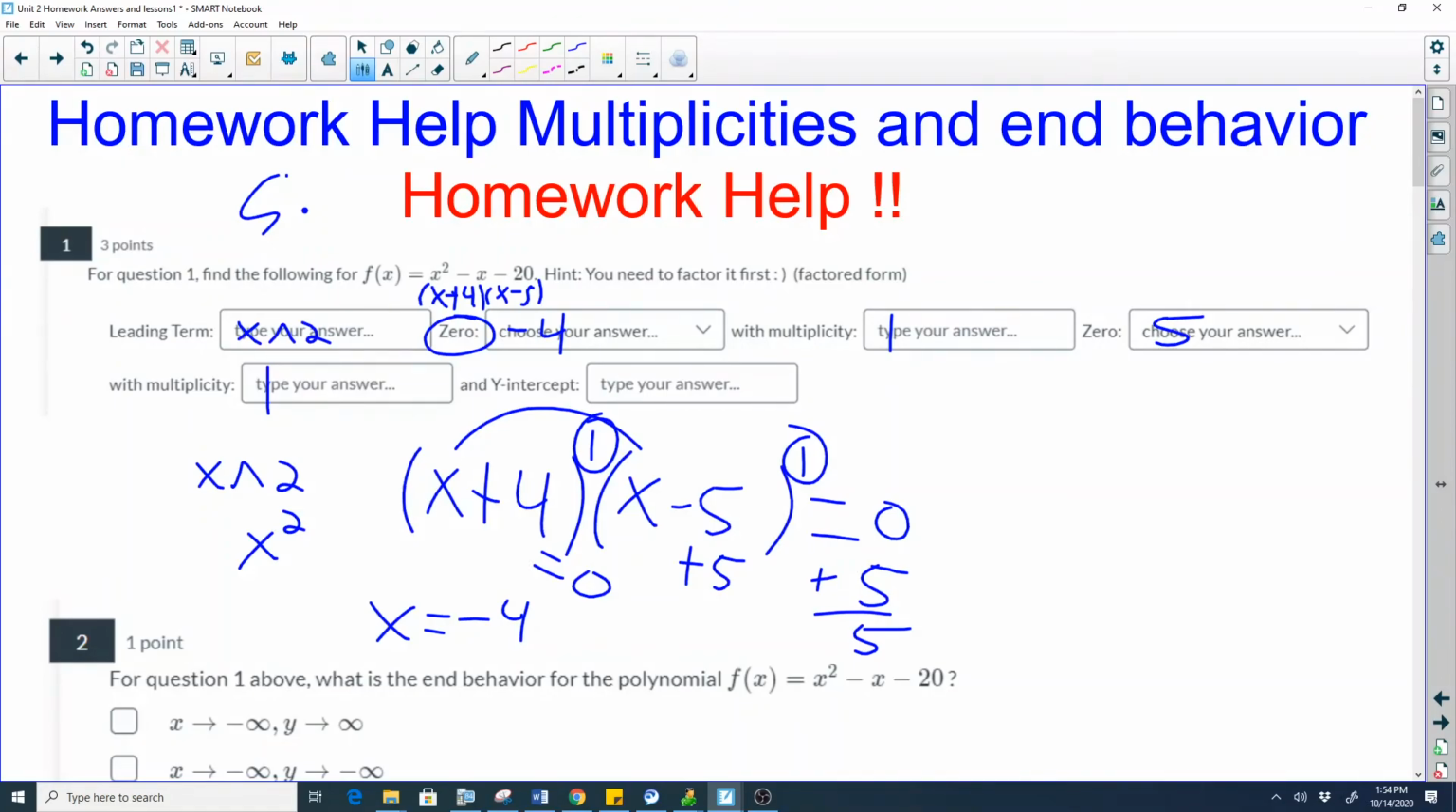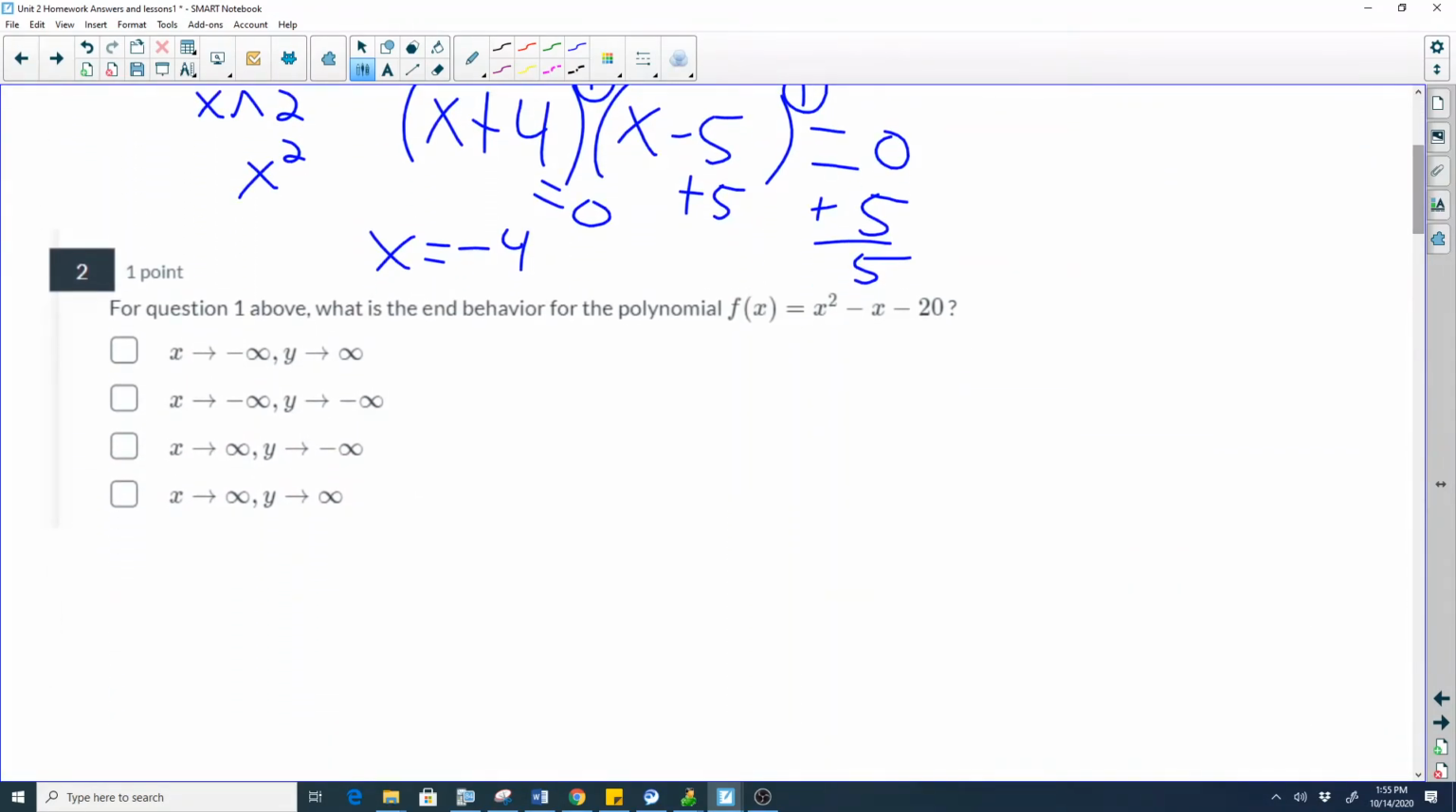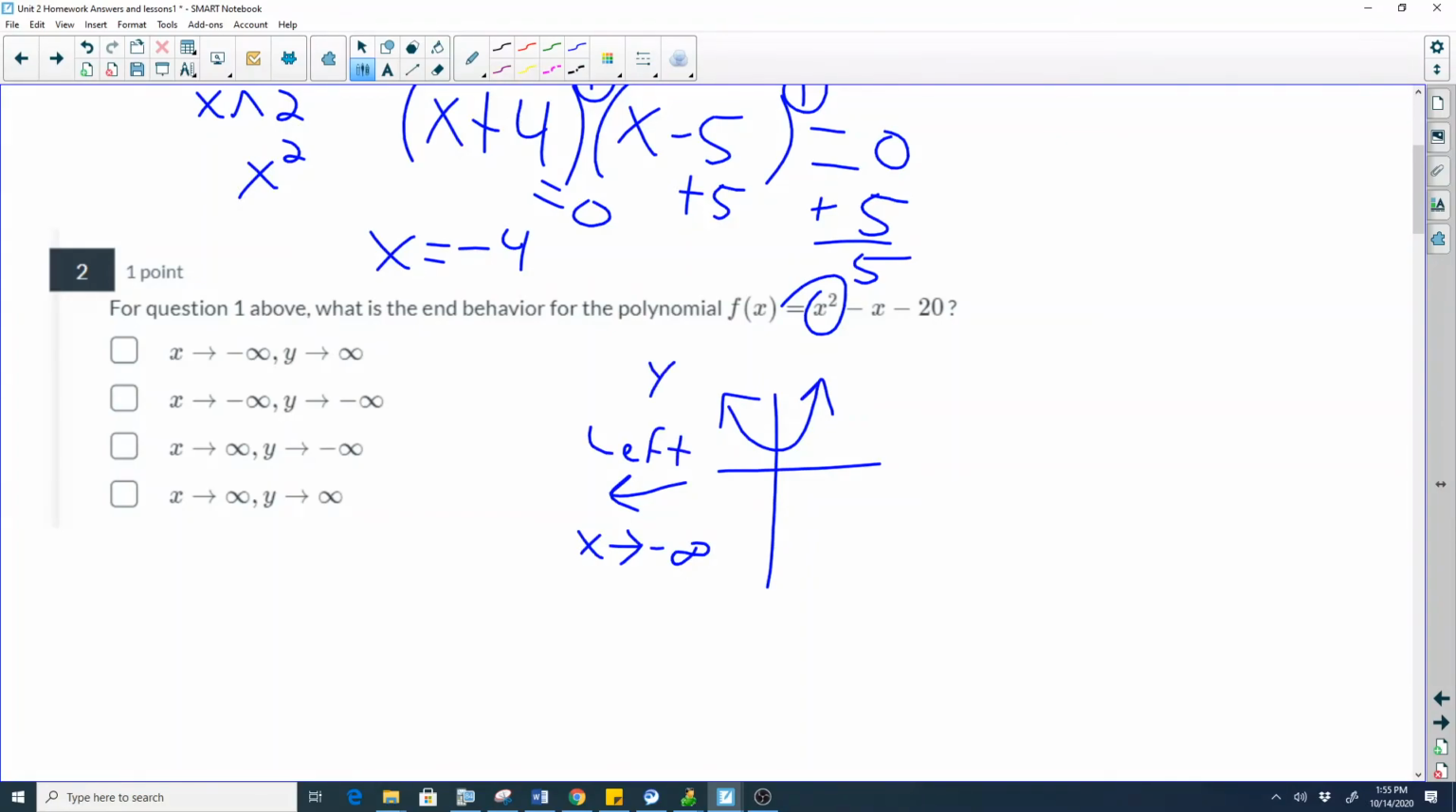Now the original problem had an x squared, and it's a positive x squared. So with our end behavior, when you go to graph this, it's going to be something like this, pointing upwards. That means as x goes to the left, as x goes to negative infinity, what is y doing? Y is going upwards towards positive infinity. So as x goes to negative infinity, y goes to positive infinity.